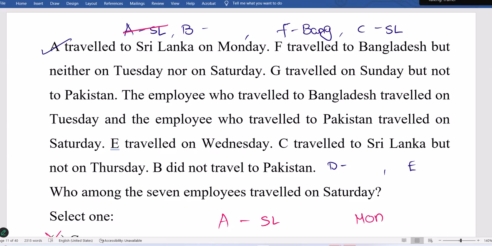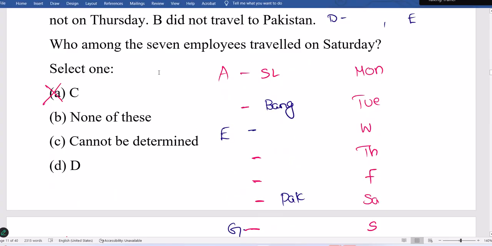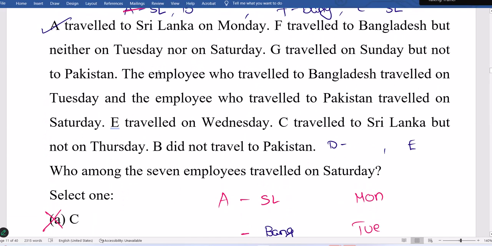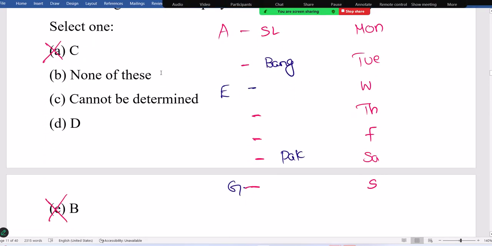A travels to Sri Lanka on Monday, fine. F travels to Bangladesh, but not on Tuesday, not on Saturday. So the Tuesday and Saturday slots are already gone, so it's not possible for Tuesday or Saturday. G traveled on Sunday, but not to Pakistan. So G is on Sunday, but not for Pakistan. Fine.